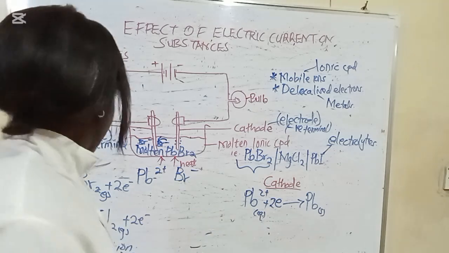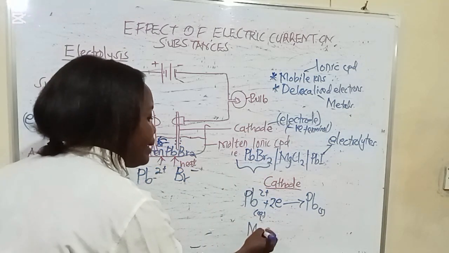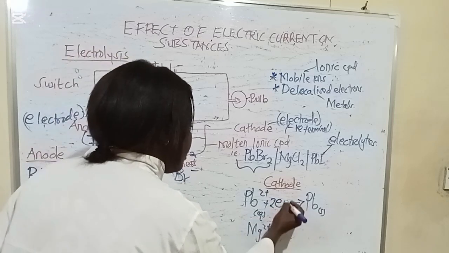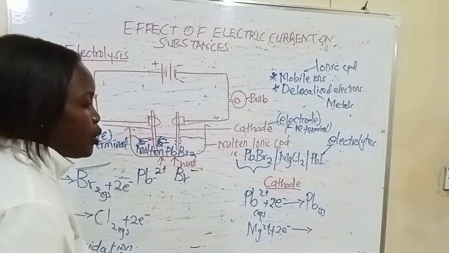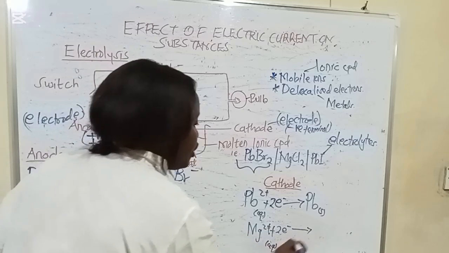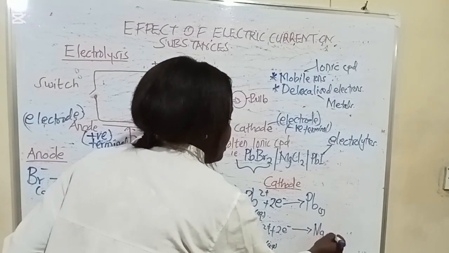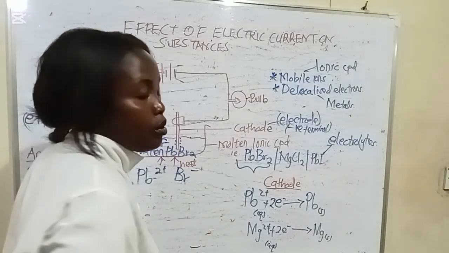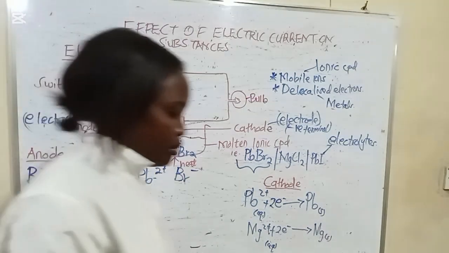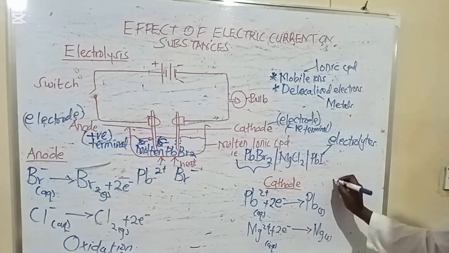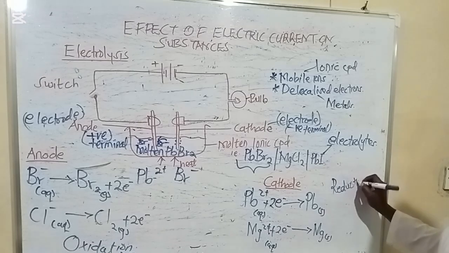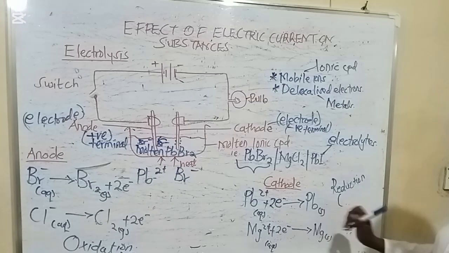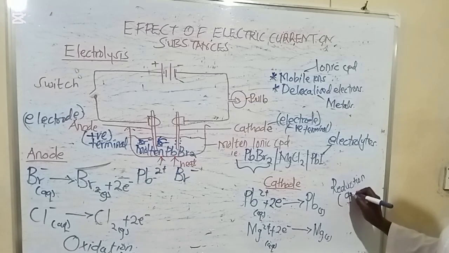On our cathode side, we are going to have your magnesium ions gaining electrons, leading to the formation of your magnesium metal, the deposits of magnesium metal along your cathode. So at the cathode we normally have reduction. You have reduction on this side. And reduction is simply the opposite of oxidation. So when you're talking about reduction, you're talking about the gaining of electrons.